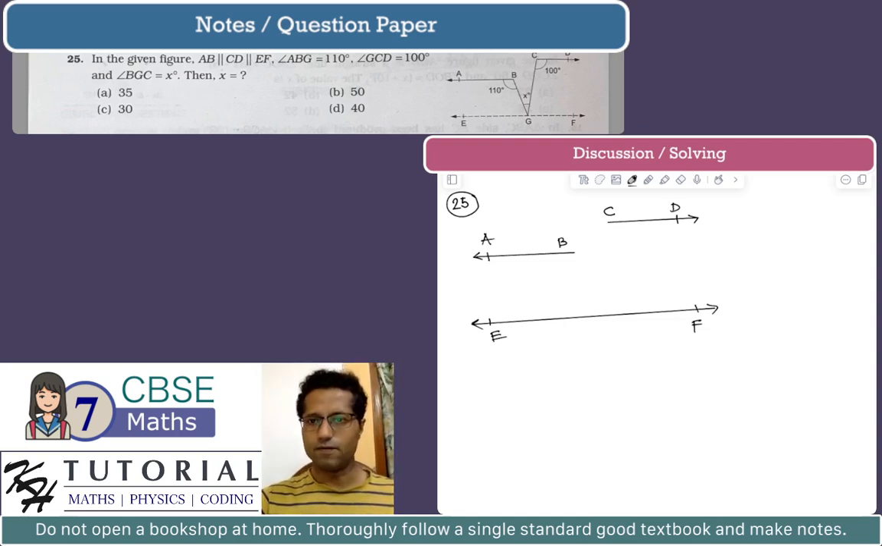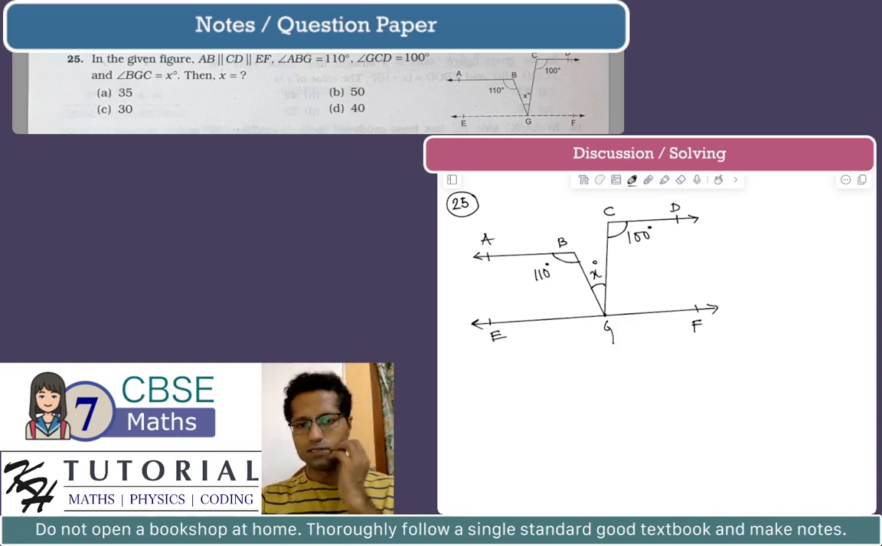What next? Angle ABG. Where is G? Okay, so we have a point G on the straight line EF. Angle ABG is given to be 110 degree. Angle GCD is given to be 100 degree, and angle BGC, this is x degree. Then what is x?